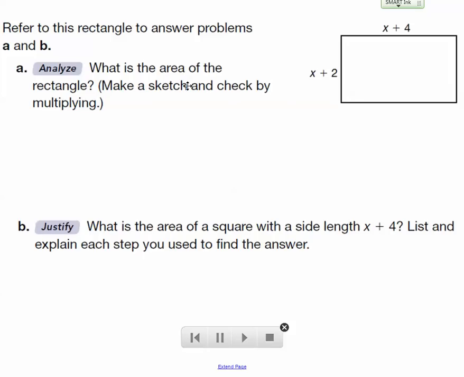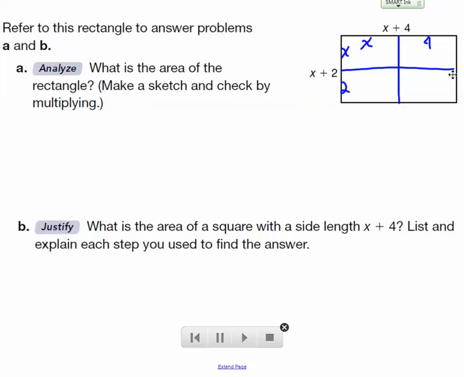All right, so what is the area of this rectangle? They say make a sketch and check by multiplying. Well, I'm just going to do the sketch right up here. This rectangle is x plus 4 long and x plus 2 tall. So let's set this up like this. Here we've just divided this rectangle up into its parts. It doesn't have to be to scale because we don't know what x is anyway, but it's x plus 4 long, and it's x plus 2 tall.